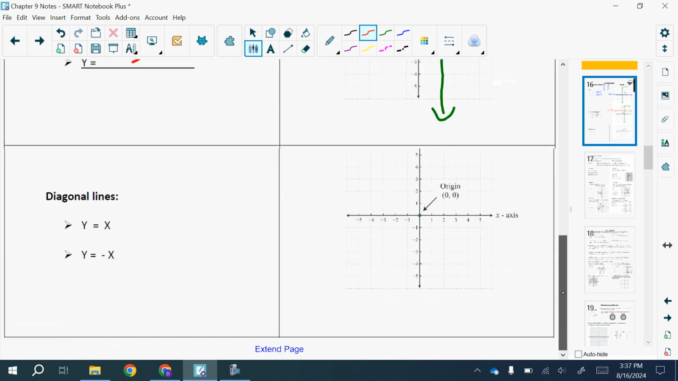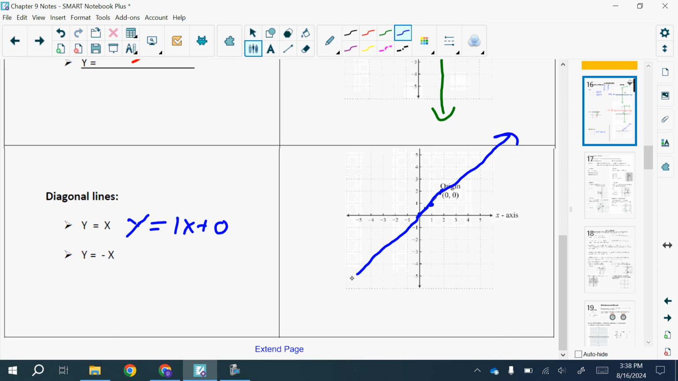And that's it. For diagonal lines, we have y equals x and y equals negative x. Don't forget from algebra 1 that that is just a linear line in slope-intercept form. You could rewrite it like this if you wanted to, but it has a slope of 1, a y-intercept of 0. So it's basically just going to cut through these corners here.